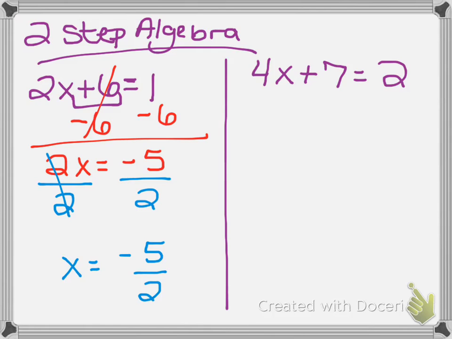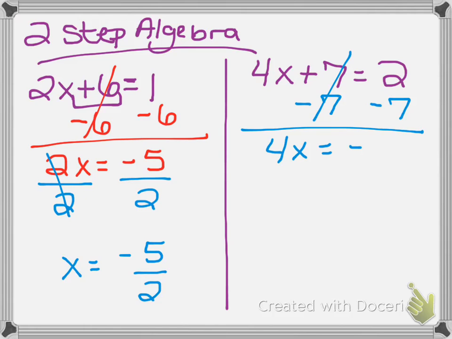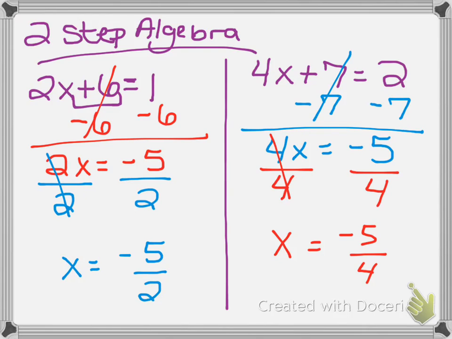On the next example, I have 4x plus 7 equals 2. So I have a positive 7, so again I got to do the opposite, which is minus 7. What I do to one side, I do to the other. My 7's are going to cancel, and I'm going to be left with 4x equals negative 5. Again, I'm not finished because I have a 4 next to my x. So that's multiplication. Again, the opposite is division. Divided by 4. What I do to one side, I do to the other. My 4's are going to cancel. I'm going to be left with x equals negative 5 over 4.